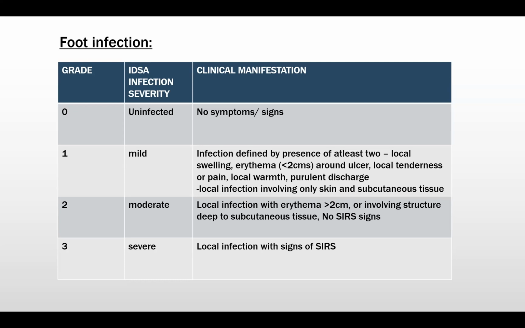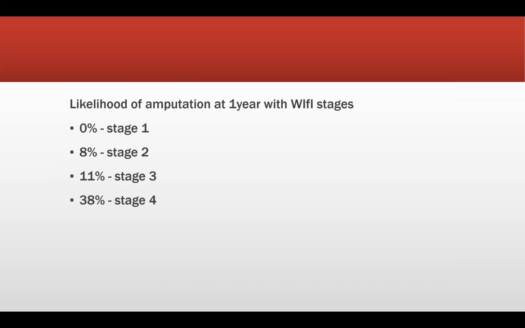In grade 2, that is moderate infection, the infection will be with erythema greater than 2 centimeters, or the involved structure will be deep to the subcutaneous tissue, and there will be no signs of SIRS. In grade 3, there will be severe infection. Along with local infection, there will be signs of SIRS. Based on this wound, ischemia, and foot infection staging, in stage 1, there will be 0% likelihood of amputation. In stage 2, around 8%. In stage 3, 11%. And in stage 4, there will be 38% likelihood of amputation.